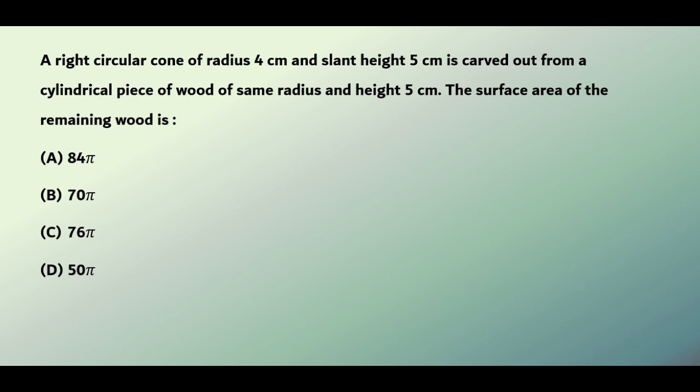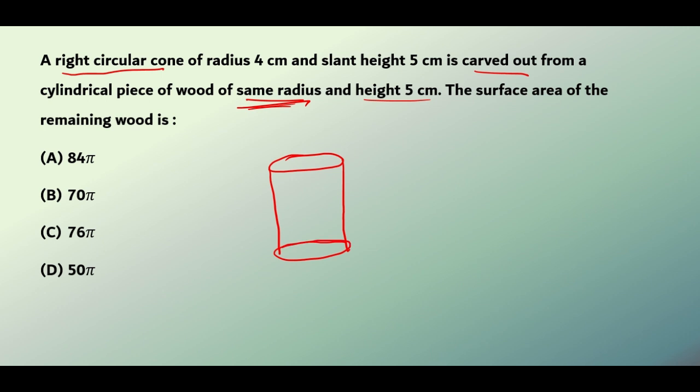Now we have to visualize this question. It says that a right circular cone of radius 4 cm and slant height 5 cm is carved out from a cylindrical piece of wood of the same radius and its height is 5 cm. So, since it's the same radius, say we have a cylinder and a cone like this is cut out from it. This is what is being represented by the question. This part is cut out. Now we have to find the surface area of the remaining wood.